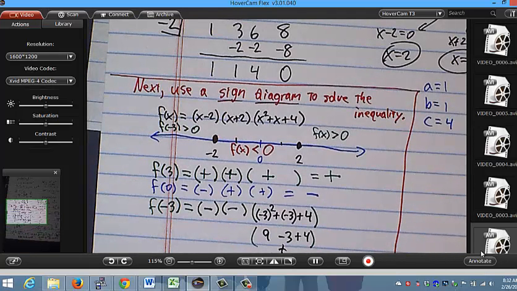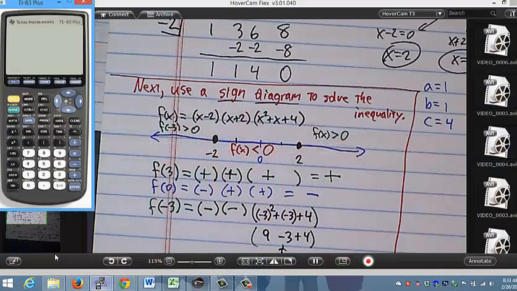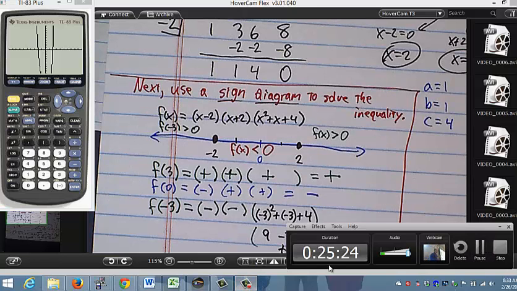And if you think about it just one more time with the graph, it makes sense, doesn't it? I mean, remember that it was the same as trying to figure out where this function is smaller than 0. And that happens only between 2 and negative 2. You can see it graphically as well. Okay? You guys have questions on that?